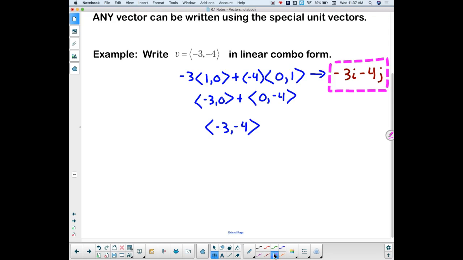If you flip your packet over a page, if we go back to number 4, vector u was -2 and 5, right? Written in i and j form, that would be -2i plus 5j. Vector v in number 5 would be what in i and j form? So 3i minus 2j. Very easy, very quick. That's really the amount of time that we need to spend on that.